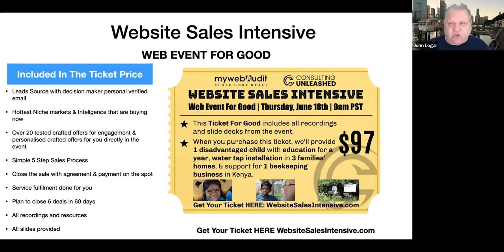So one underprivileged child, a full year's education tuition paid for. 3 families are going to get fresh, running, piped-in, plumbed, cold, fresh tap water into their home. Clean, right? And we're going to help a beekeeping farmer to support his village and the local families. The web event for good, the ticket for good, every $97 is contributing to these causes. So I'm super, super excited. The Website Sales Intensive is going to be huge.